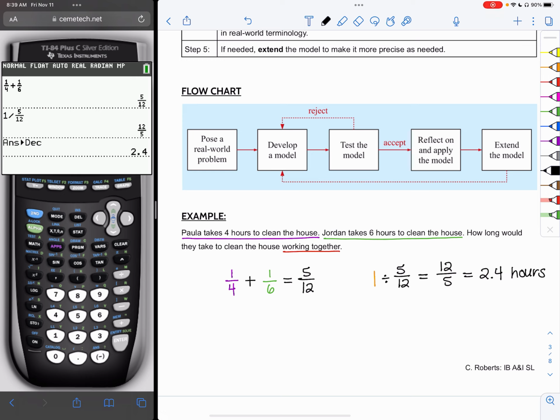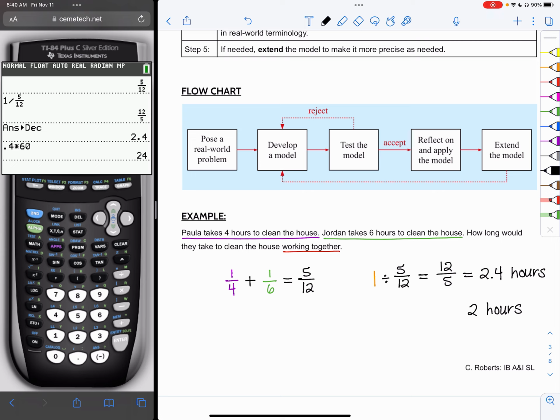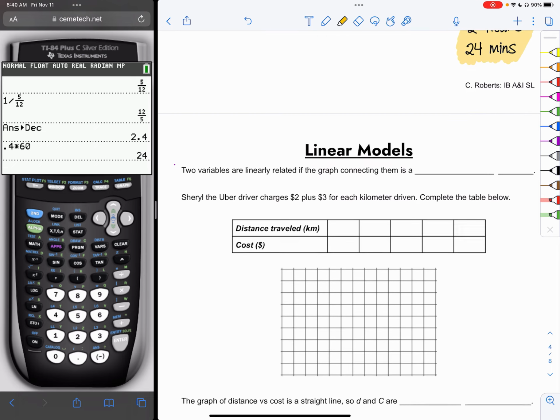Now, in the real world, we never talk and say, oh, 2.4 hours. If anything, we have to convert our hours to minutes. So I have 2 hours, but now I need to figure out how many minutes 0.4 of an hour is. Well, 0.4 of an hour means that I need to take 0.4 and multiply it by the number of minutes in an hour, which is 60. And I will end up getting 24 minutes. So 2 hours and 24 minutes is how long it would take for Paula and Jordan to clean the house together.